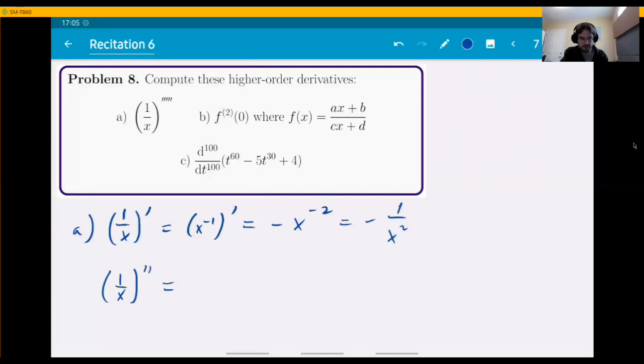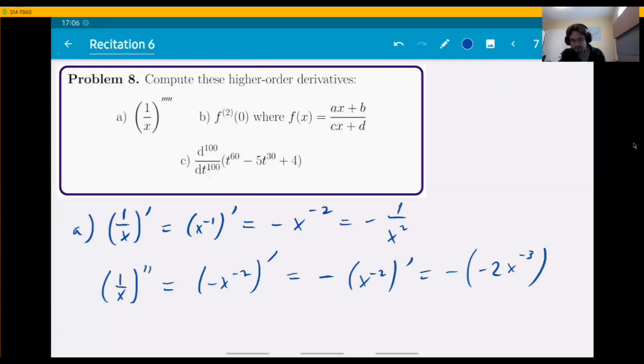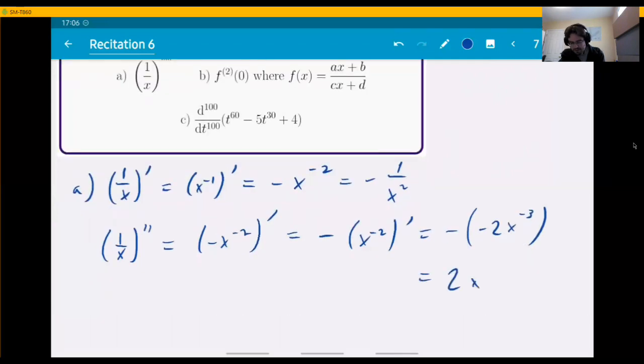So for example, if you want 2 derivatives, take this derivative that you already found and take a prime again. Let's be careful now. First of all, the minus sign can go outside of the prime. And now you can use power rule again. Minus 2x to the minus 3. So this actually gives you a plus 2x to the minus 3.